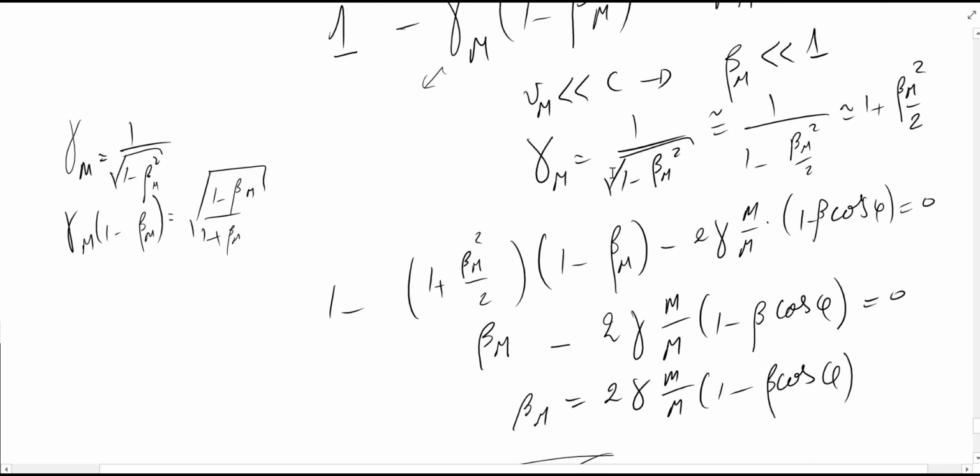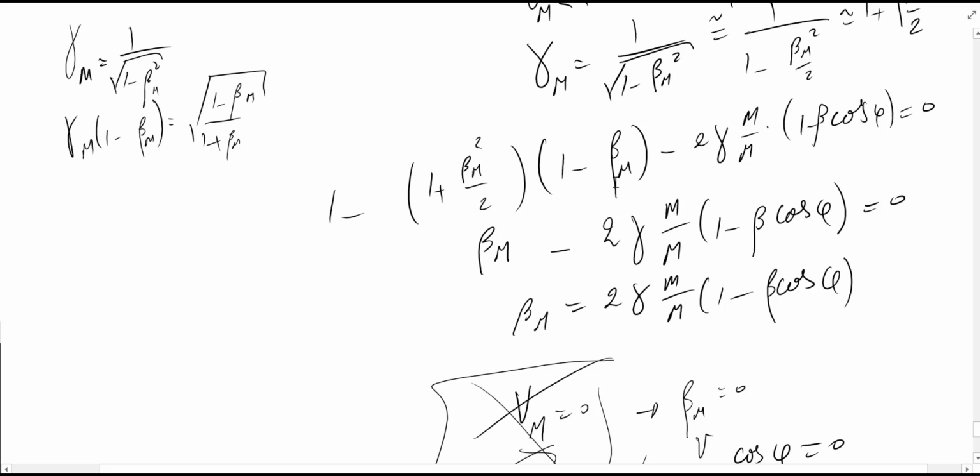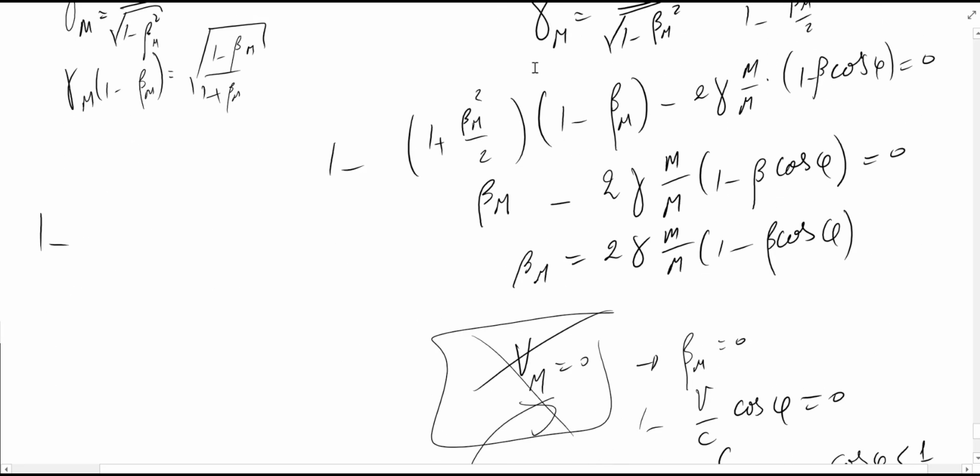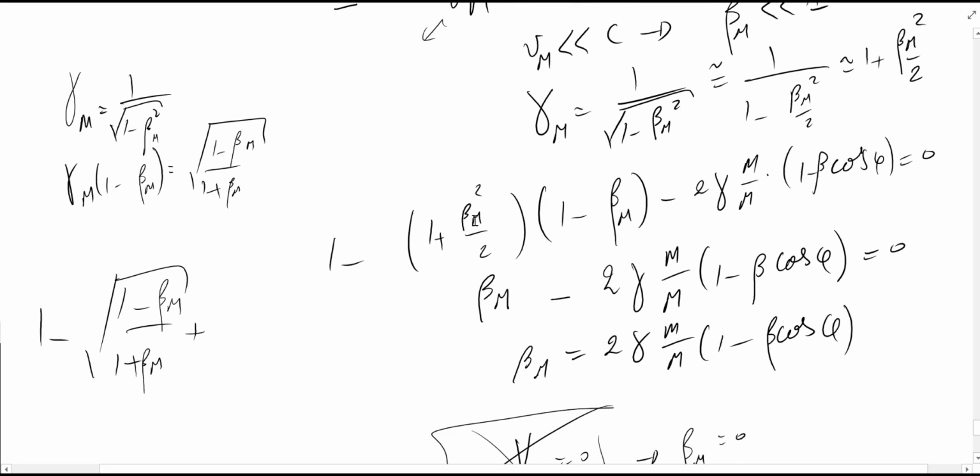So you're going to solve this equation, which should be 1 minus this term now that I just wrote, square root of 1 minus beta m over 1 plus beta m. Again, if you have difficulty with this expression or anything, please let me know. Minus 2 times the ratio of the electron mass, which is 9.1 times 10 to the negative 31, divided by 1.67 times 10 to the negative 27. And that is equal to 0.